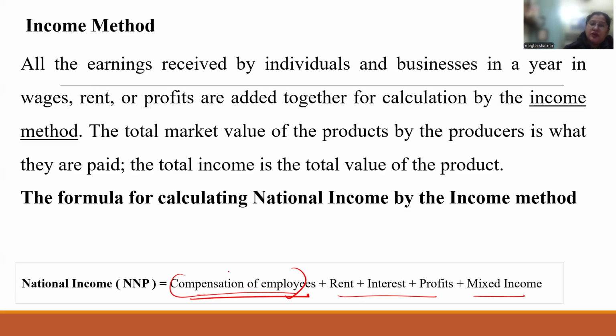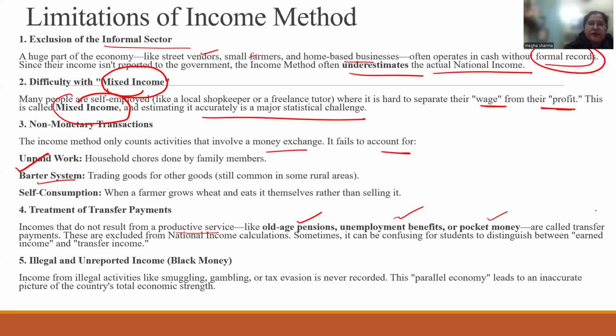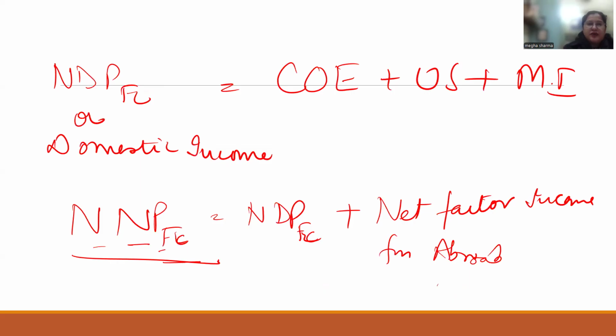So mind it, three parameters: compensation of employees, operating surplus, including all these, and mixed income. We come to NDP at factor cost. And when we add net factor income from abroad into it, we come to NNP at factor cost. So the last thing I should add is net factor income from abroad. So that's all with the income method.